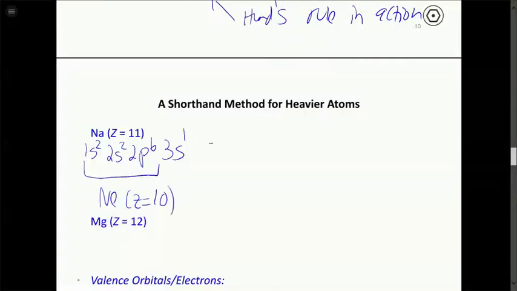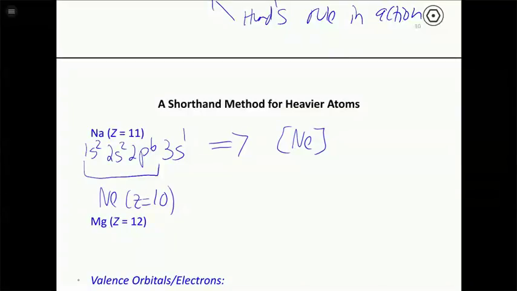And so what we'll often do then is write this as a shortcut method where we take whatever that filled configuration is at the end, and then we just write whatever's partially filled after that, 3s1 in this case. So a shorter way and a conventional way of writing the configuration for sodium would be neon 3s1. That means it has all of the electrons that neon has in those same subshells plus an additional 3s electron.